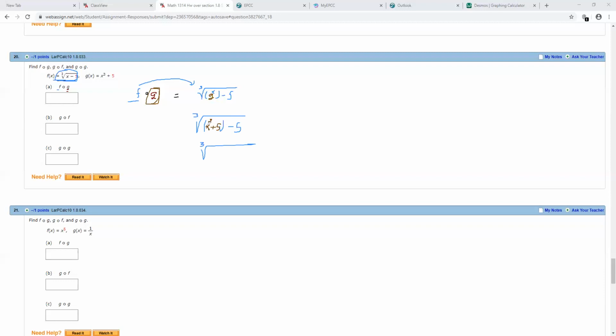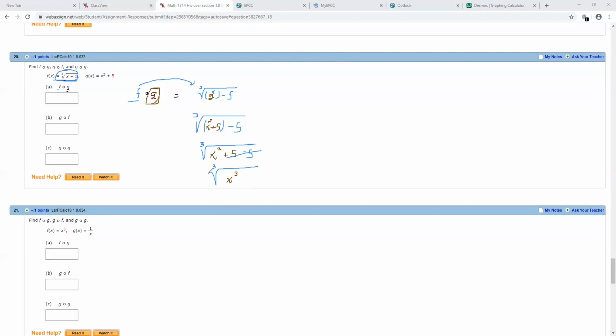x cubed plus 5, there's only an invisible multiplication of 1 in front. That won't change anything. So we just get x cubed plus 5, still minus 5. And of course, what happens to the 5 minus 5? They cancel out. So now what's left? The cube root of x cubed. And if there's nothing else we can do, then we're done.